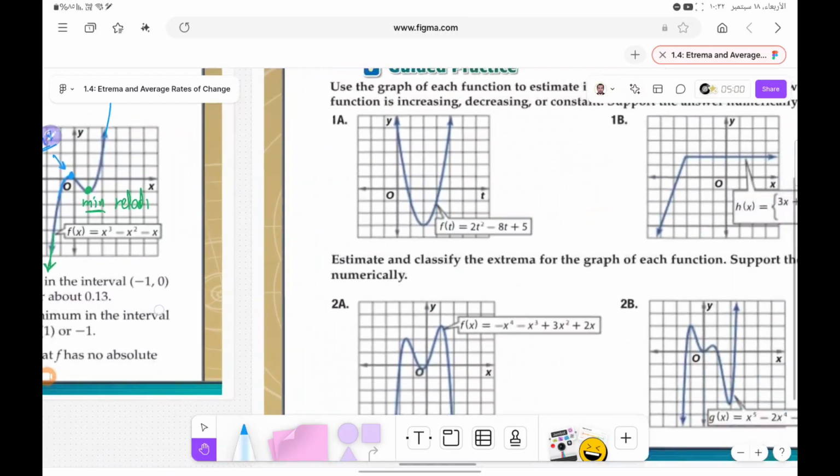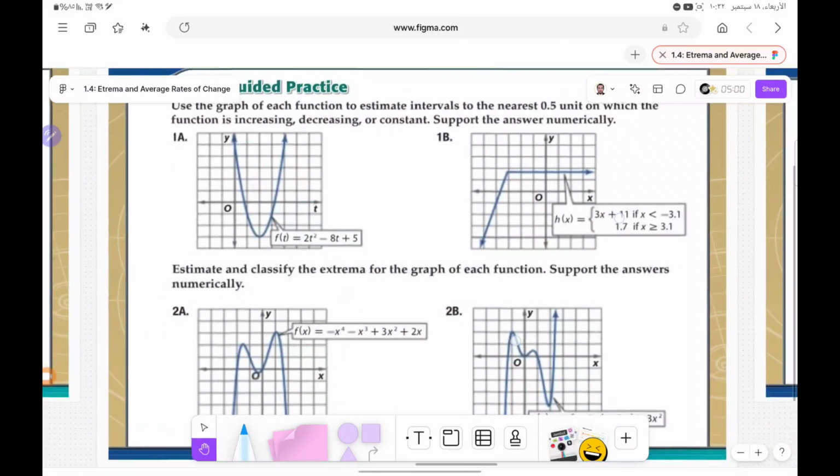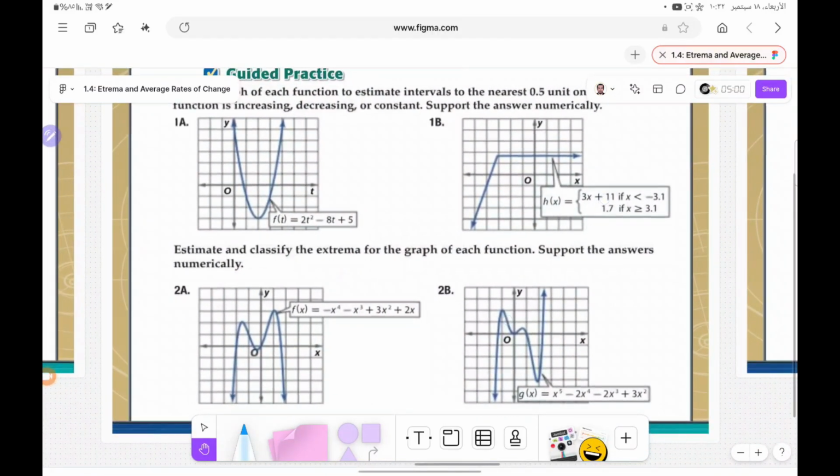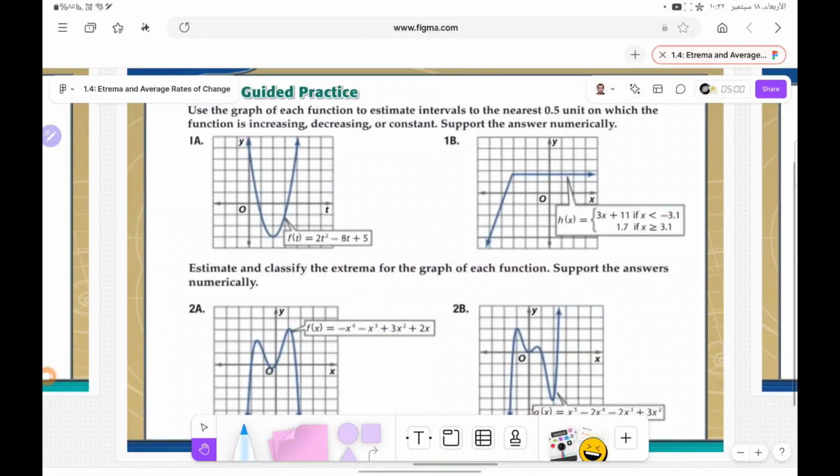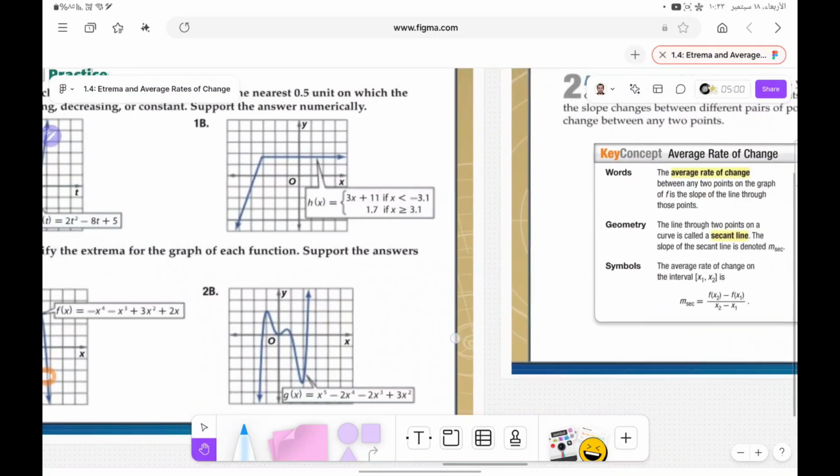Okay, now this is a practice question. Try to practice on this question, and first please read the question before you start solving. Read it carefully, then look at what the question asks you. Is it asking for increasing, decreasing, or asking for the maximum and minimum, which is the extrema part?